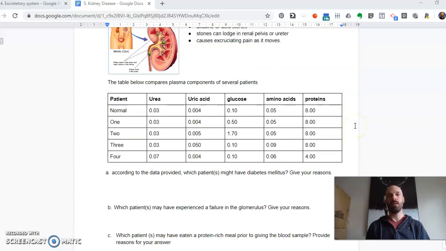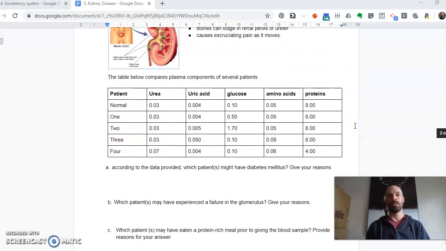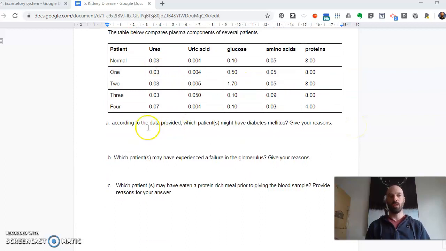So based on these descriptions of these diseases, which patient here might have diabetes mellitus? Give your reasons. Which patient might have a failure in the glomerulus? Give your reasons. And which one might have just eaten a protein-rich meal? Give your reasons. Okay. And then, like I said, we'll take that up tomorrow.